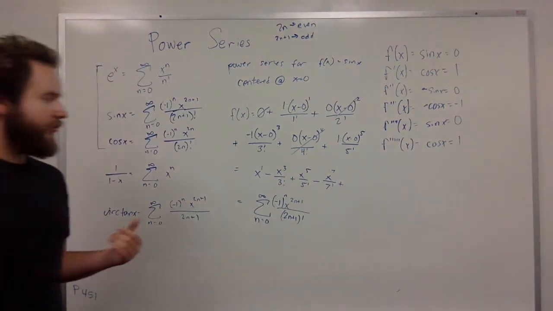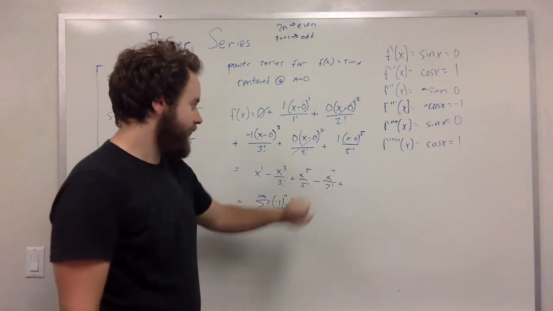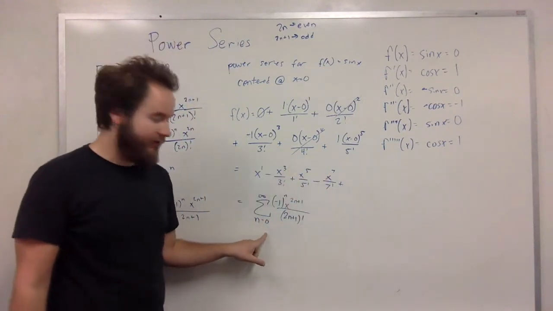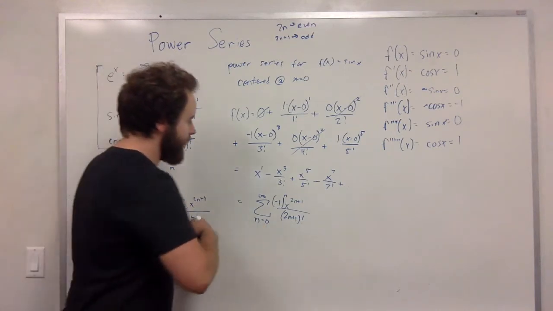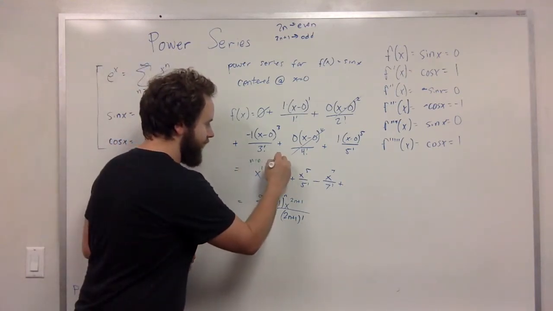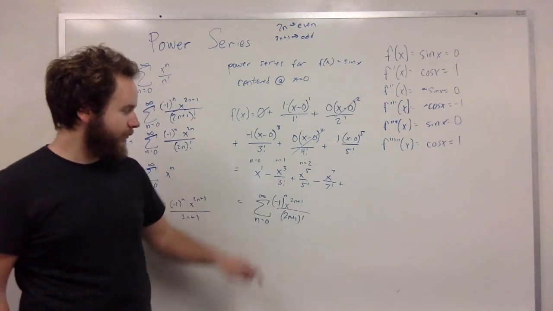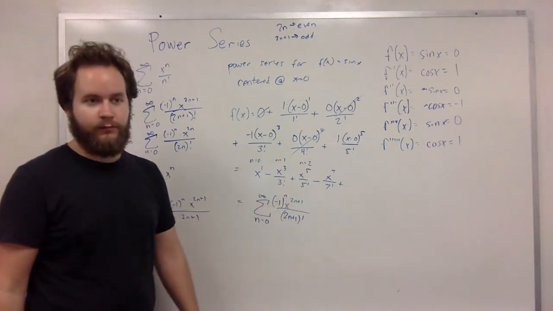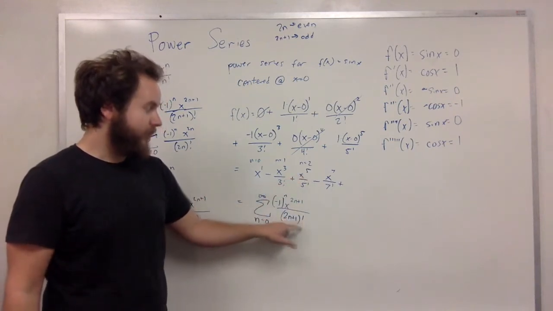Now, if you ever feel unsure that your pattern matches what you derived as your sum, you can always test a few values. Let's say I chose n equals 2 here. This would be n equals 0, this would be n equals 1, and this would be n equals 2. So when I plug in 2 for n here, I should get this term. What's negative 1 squared? Positive 1. 2 times 2 is 4 plus 1 is 5, so it does match.